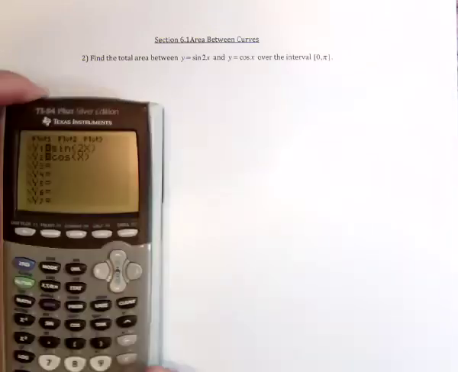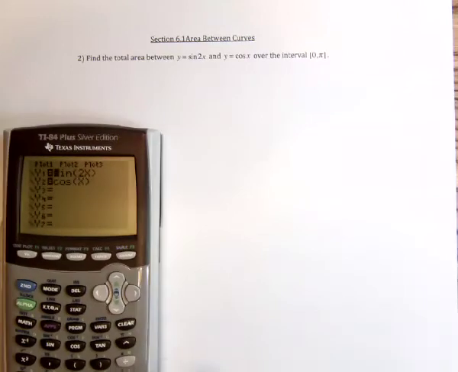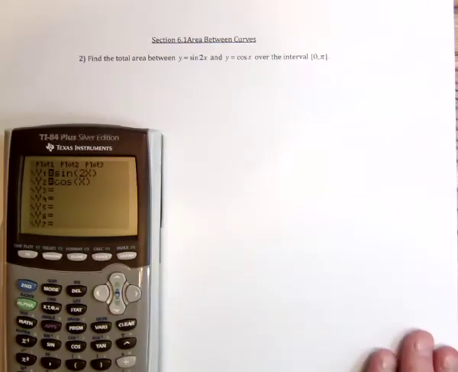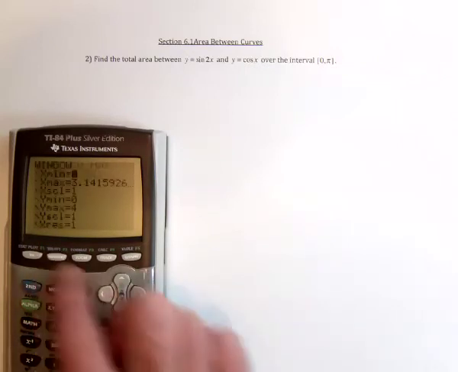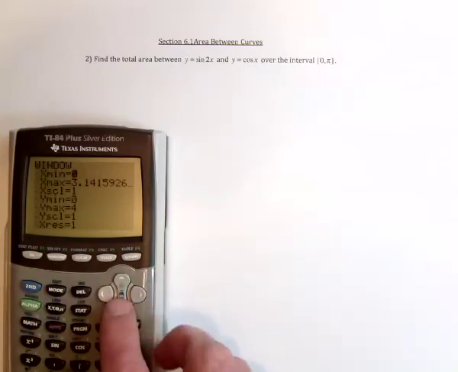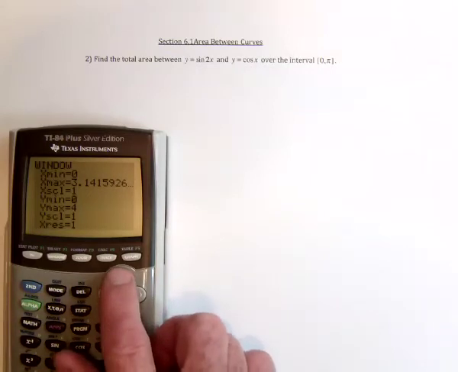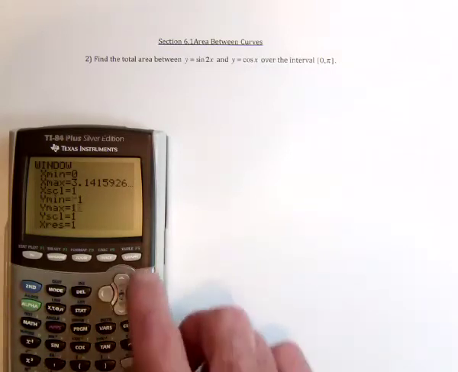So find the area between these two trig functions. It'd probably be a good idea to take a look at the graph. So sine of 2x and cosine of x, the window is from 0 to pi. Those are going to range between -1 and +1.